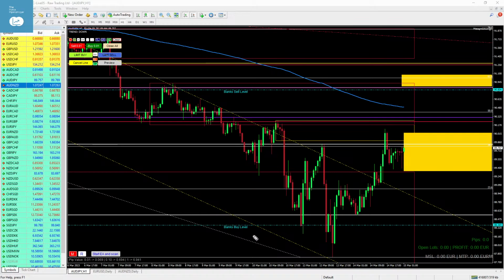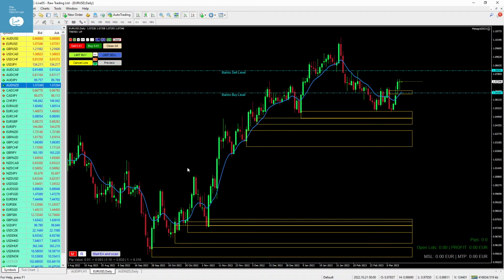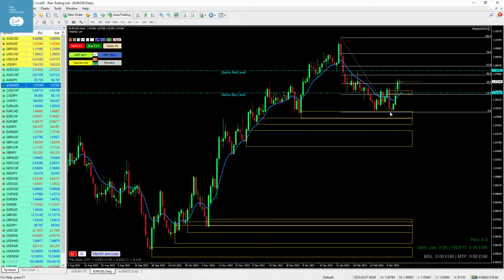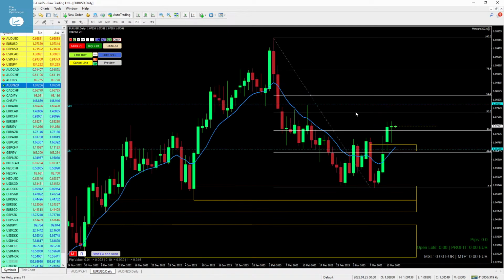Okay, let's move forward to the next pair, and this is the EURUSD. Here's the daily chart at the moment. Here we could of course draw a Fibonacci from this high to this low, and you can see the 38.2 level gave a little bit of reaction. You can see it bounced here.